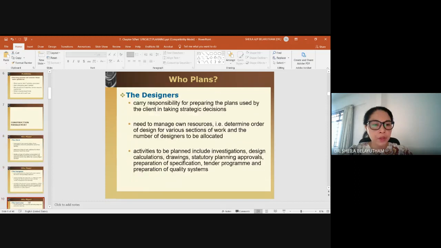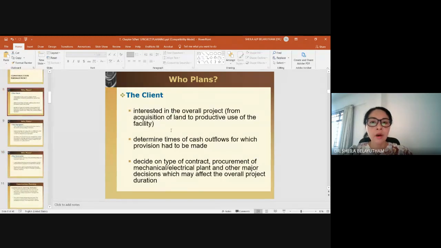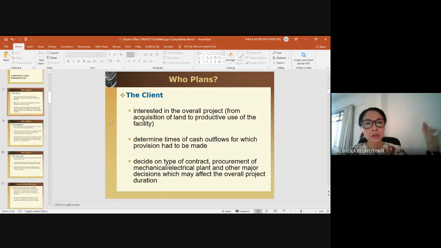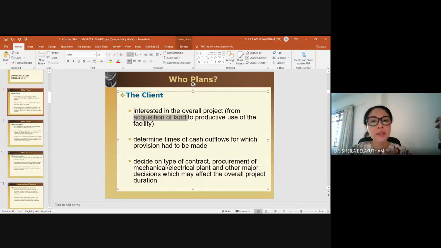If you put yourself in the shoes of the client, obviously as a client you are interested in the overall project, starting from the very beginning, acquisition of land, until the use of the facility. So the span of time will be the longest to plan. As a client, you will plan starting from project definition. If you want to put project definition as one of the milestones at the initial stage, then you might start from there. But as a consultant or as a contractor, you do not need to look from here, and you also do not look until the use of the facility. So the client will have the longest span in terms of planning.